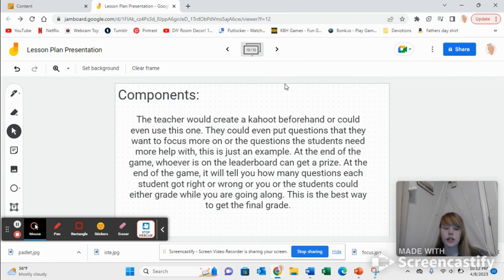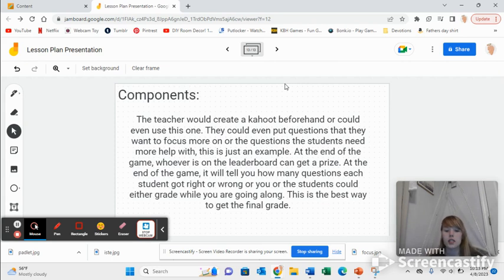And then lastly, just the components of everything: the teacher would create a Kahoot beforehand, and they can even use this one, like I said, but it could be a little bit advanced for the students. If the teacher creates their own, they can put questions on that the students need more help on. So after you get done discussing on the Padlet, you can add more questions in about what's important to them and what they need more help on, or what they really know, just some easy questions along the way.